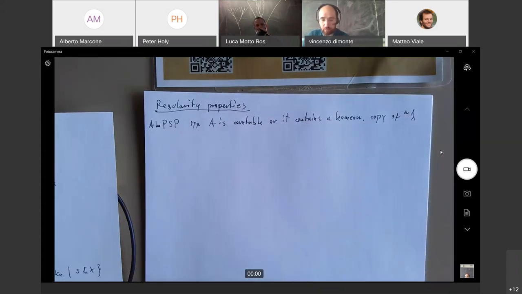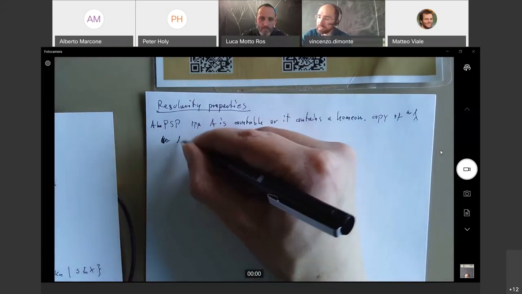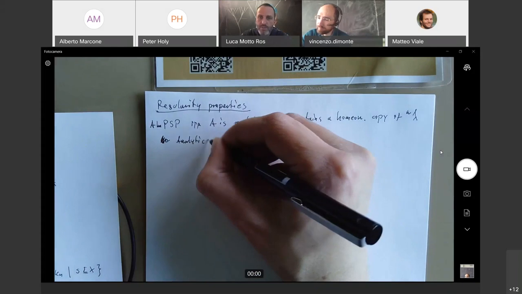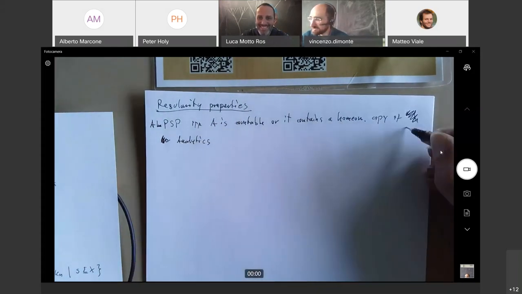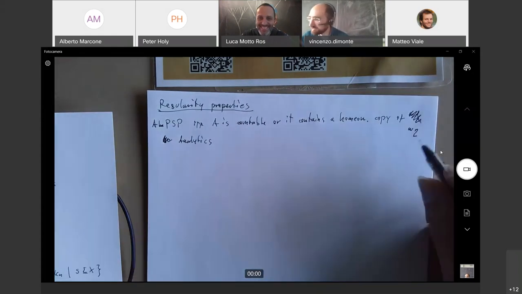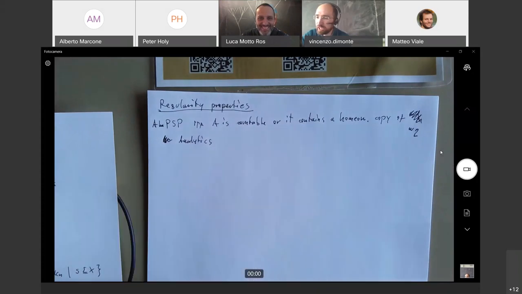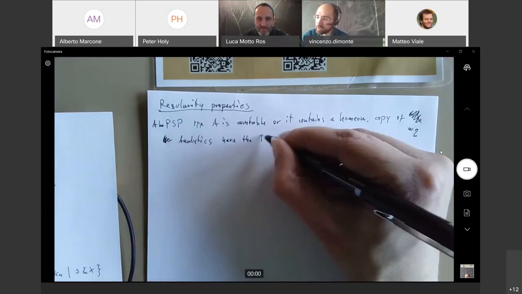And we have that lambda analytics... Sorry, Cantor space you said, but you wrote lambda. I wrote the Baire space, yes. I'm too much used to it. Also, lambda is very similar. Okay, so analytics have the perfect set property.